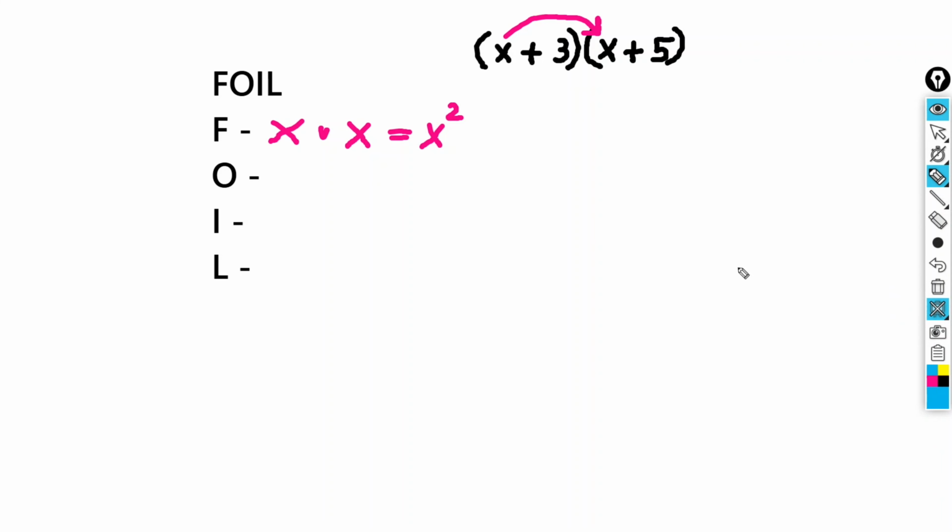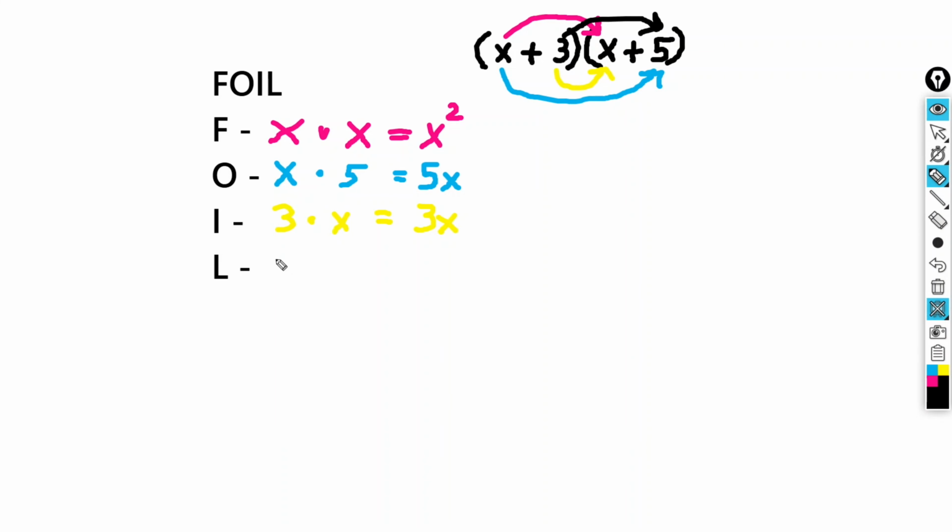Okay, then we'll do our outer terms. So we'll do x times 5, the terms on the outside. So we have x times 5, which is 5x. Next up, we're going to do the inner term. So we'll do 3 times x. And that's going to be 3x. And then finally, we'll do the last term. So we'll do 3 times 5, which is 15.